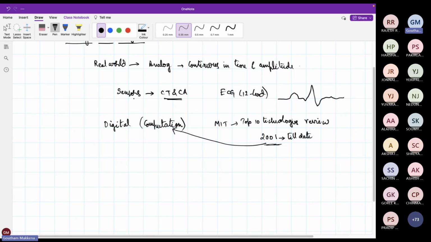But if you want to design and develop a state-of-the-art delta sigma ADC or a pipelined ADC or a successive approximation ADC, you need to have the basics of analog IC design, and that is what this course is trying to impart. So we'll be getting the basics of analog.